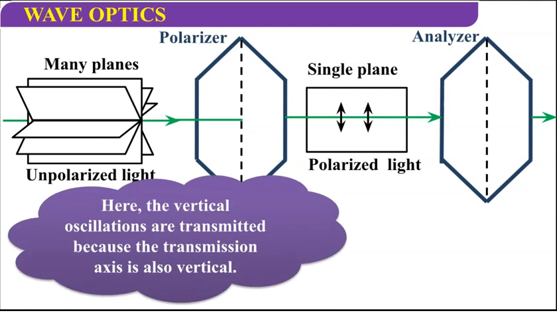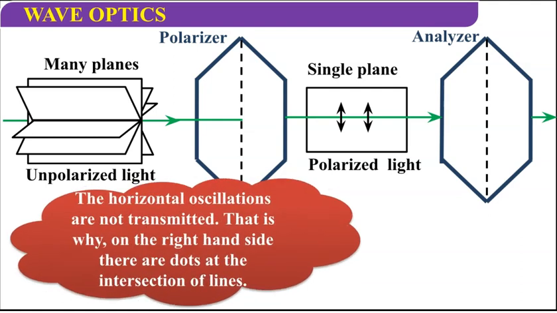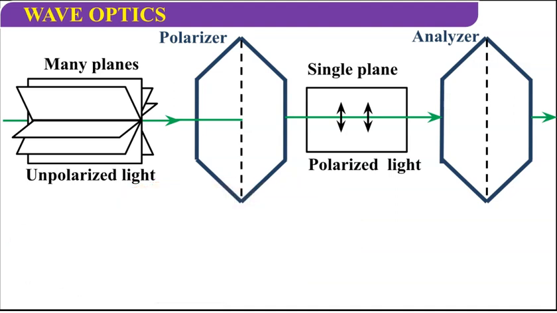Here the vertical oscillations are transmitted because the transmission axis is also vertical. The horizontal oscillations are not transmitted. That's why on the right hand side there are dots at the intersection of lines.